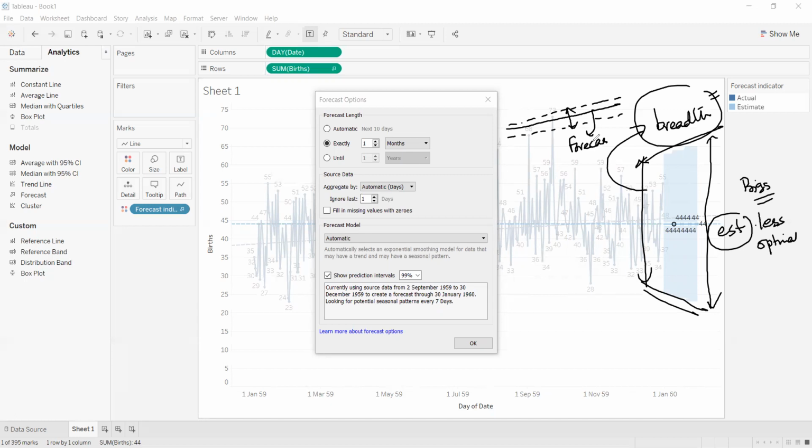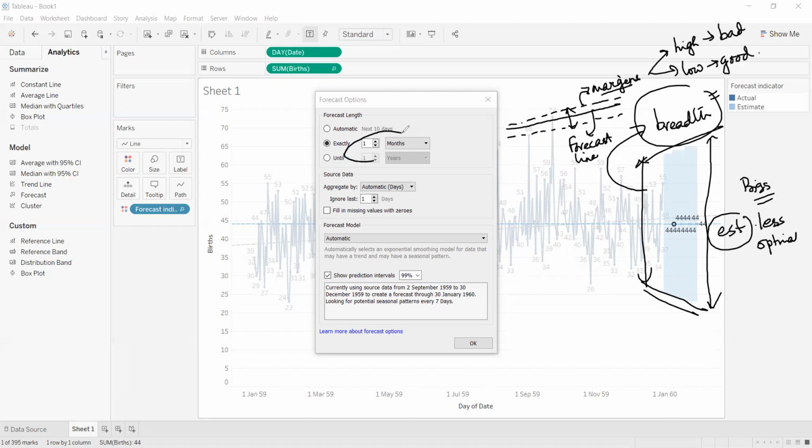Okay, this is the forecast line, let's say. These are the margins. The margins should be as small as possible. The higher the margin, the worse the estimates. The lower the margin, the better the estimates.